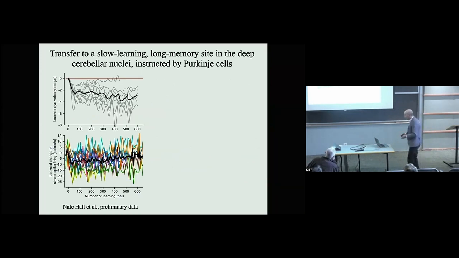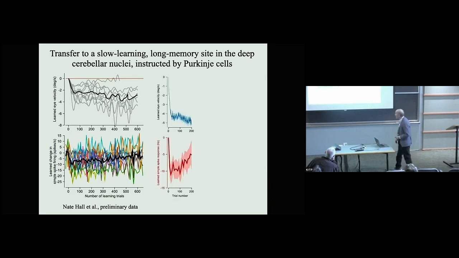And so one of the things that we did was to look back to Javier's data. I only showed you the first 100 trials of Javier's data. But if you look at the next 100 trials, he went out to 200, you can see that we're starting to get the same thing. Learning is going up. Purkinje cell learning is going down.